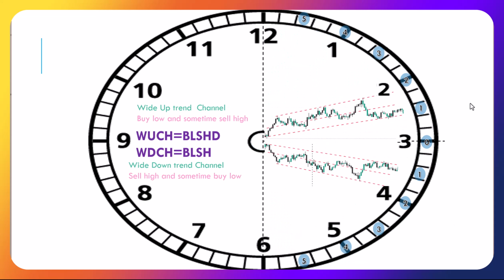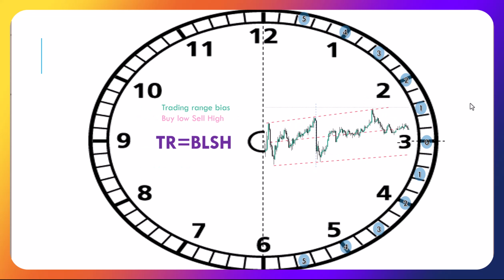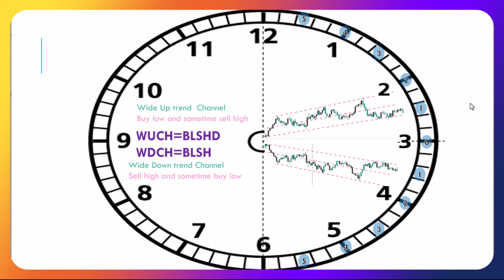Okay, so we started from the wide channel. So we had this range phase and range cycle. We buy low and sell high. And in this wide uptrend or wide downtrend, we usually try to follow the trend. In uptrend, we usually buy low, sometimes we sell high. Okay. And in downtrend, we sell high and sometimes we buy low.